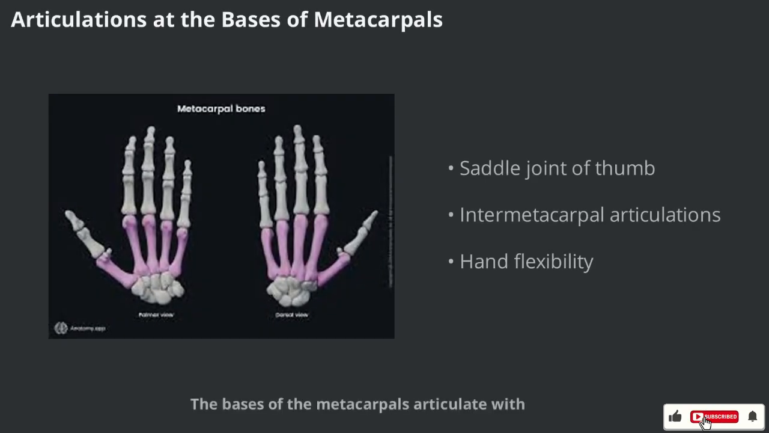Bases of the metacarpals articulate with the carpal bones and with each other. The first metacarpal forms a saddle joint with the trapezium, allowing thumb opposition. The second to fifth metacarpals articulate with various carpal bones and adjacent metacarpals, providing stability and flexibility to the hand. These articulations are crucial for the wide range of hand movements.